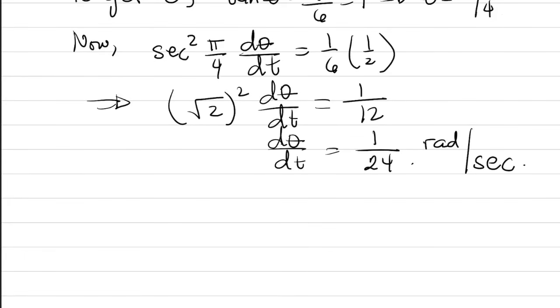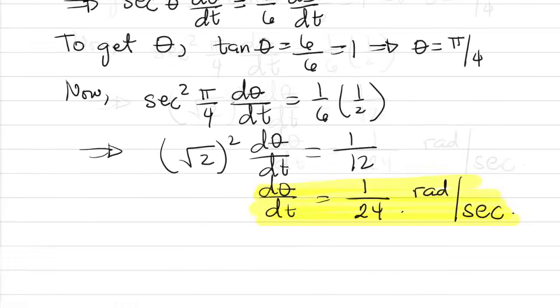Okay, therefore we can say that Andy should lift his head at a rate of 1 over 24 radian per second.